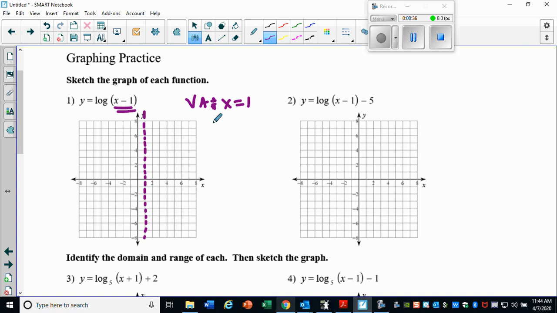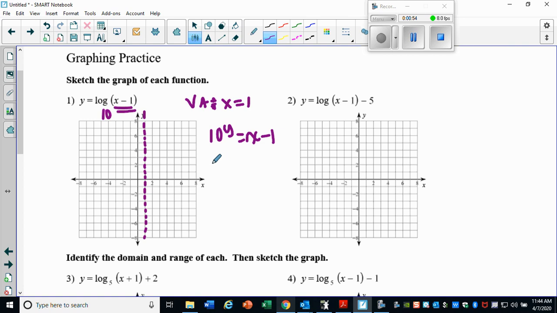And then what you're going to do is rewrite as an exponent. Here there's no base. Remember, if there's no base, it's an understood 10. The log is by itself. There's nothing added or subtracted or nothing in front of the log. So we're just going to rewrite that as 10 to the y equals x minus 1.